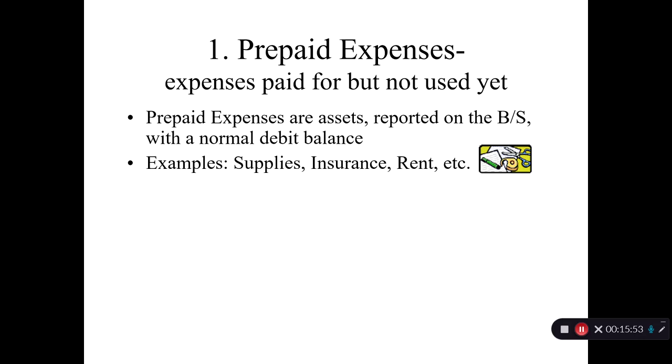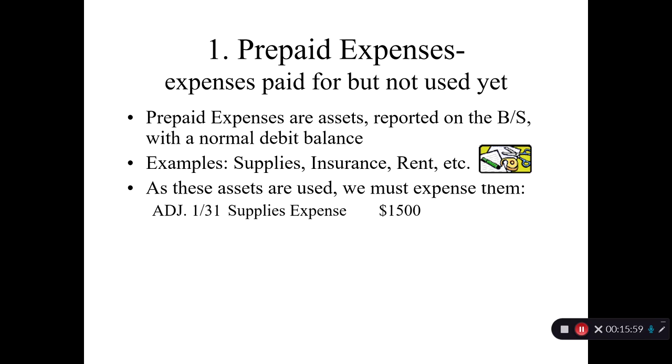Examples include supplies, insurance, rent. When these assets are used, we must expense them. And we do that through the adjustment process, okay? If you're looking at an adjusting entry, the word ADJ is before the date to signify that it's an adjusting entry. So here we have a debit to supplies expense of $1,500 and a credit to supplies of $1,500.